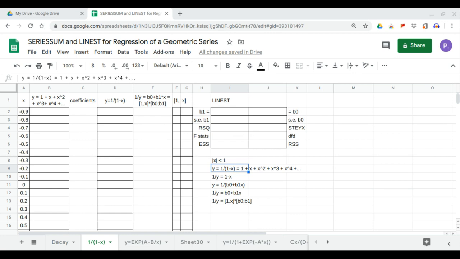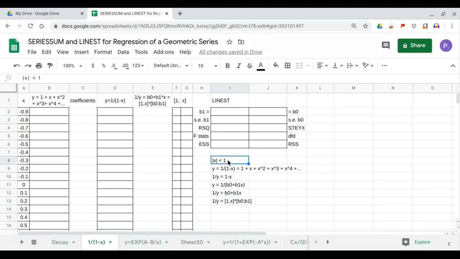In this video we will use SERIESSUM and LINEST for regression of a geometric series. Here we have the geometric series y equals 1 over 1 minus x, and the series expansion will be 1 plus x plus x squared plus x cubed plus x to the fourth, to infinity. We will generate a data set for this.